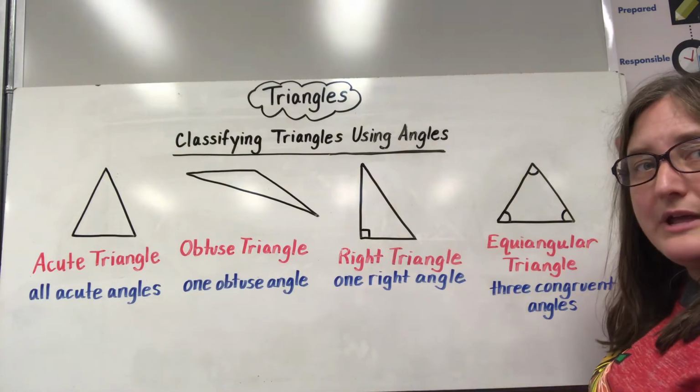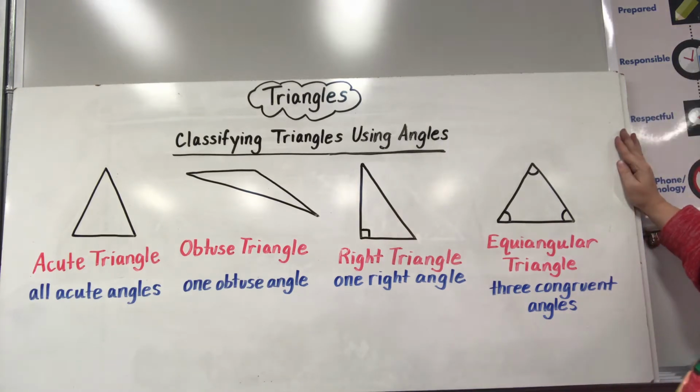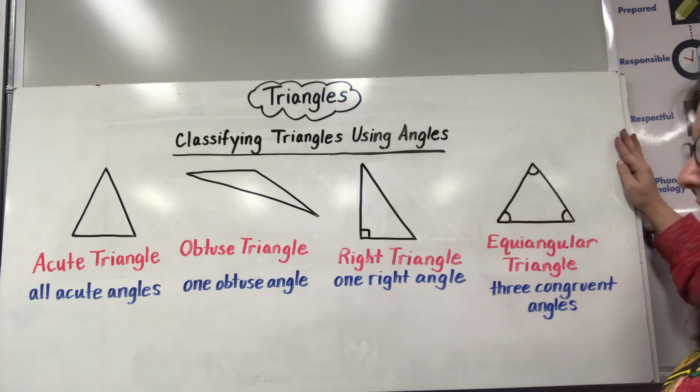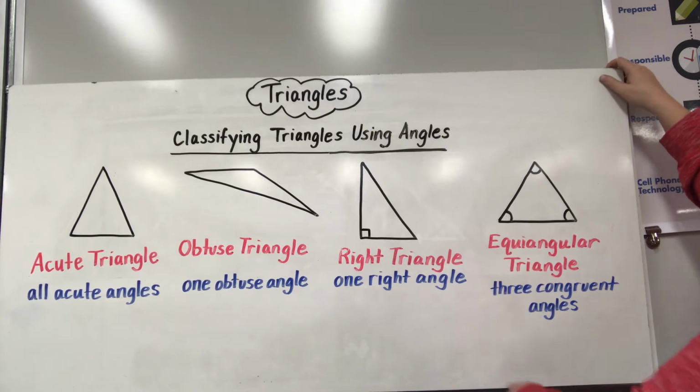And if all three angles are 60 degrees, all of them are equal, or we see these three arc marks which tell us the three angles are equal, that's an equiangular triangle. All three angles are equal.